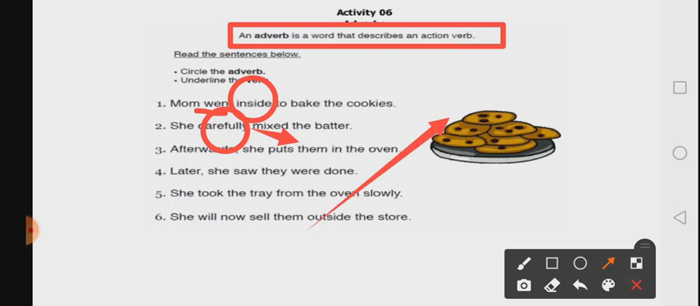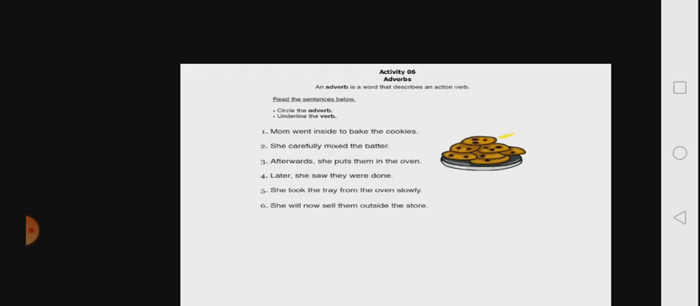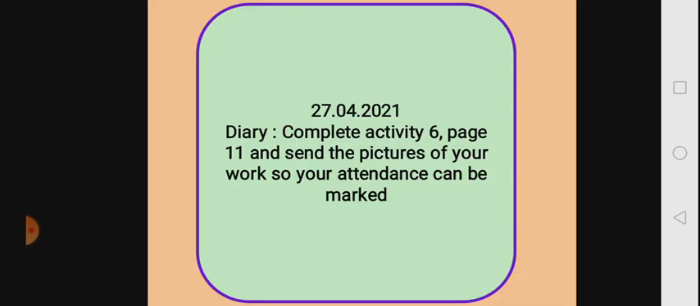Thank you so much, students. This was all about today's lesson, and this is your diary. Complete the activity 6, page number 11, and send the pictures of your work so your attendance can be marked.